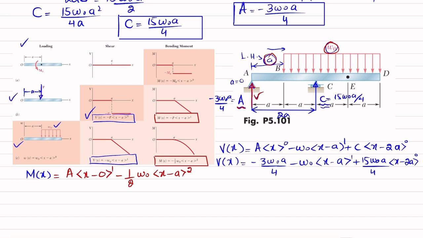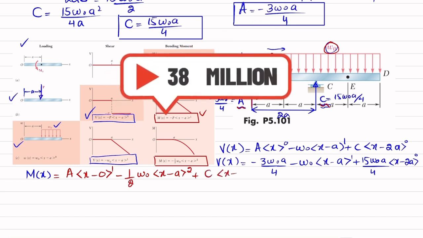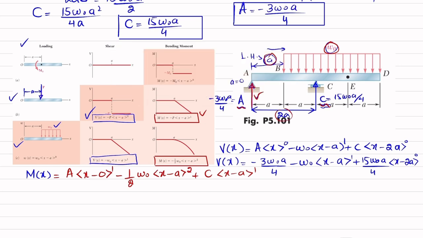And the last one is C, which is acting at a distance of 2A. So again for a point load I will go to this. So minus C, it will be plus C because the load is upward. So plus C into X minus A to the power 1. And you can see this C is at a distance of 2A, so correct it: this is 2A.